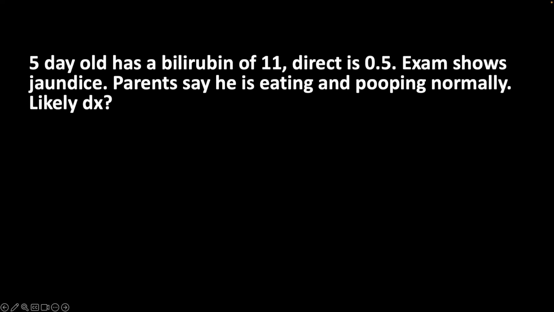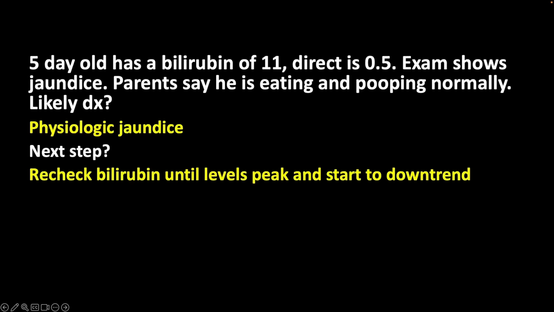So you have a 5-day-old that has a bilirubin of 11. Their direct bilirubin is 0.5. Exam shows that they have jaundice. The parents say that he is eating and pooping normally. There's no red flag symptoms. What's the likely diagnosis? This is physiologic jaundice. And what do you want to do next? You would want to recheck bilirubin until levels peak and start to downtrend.